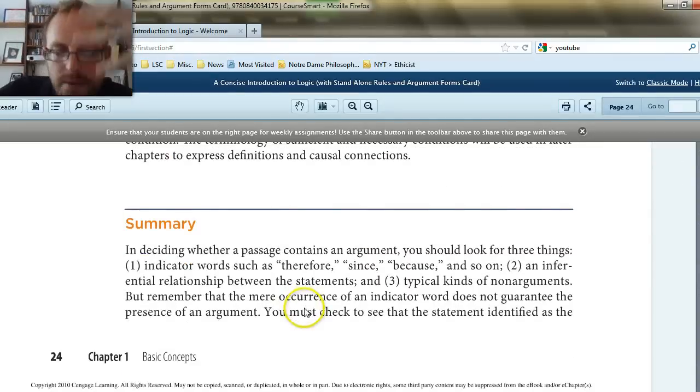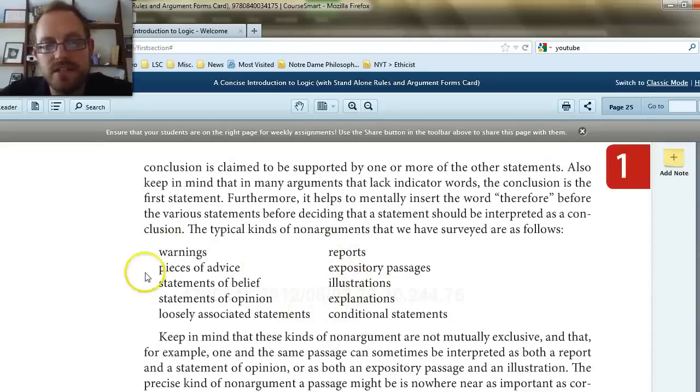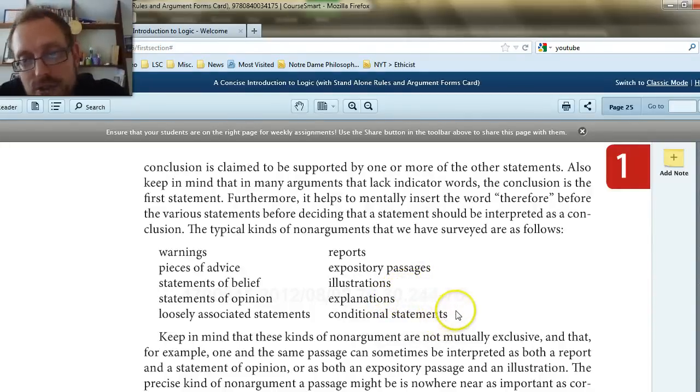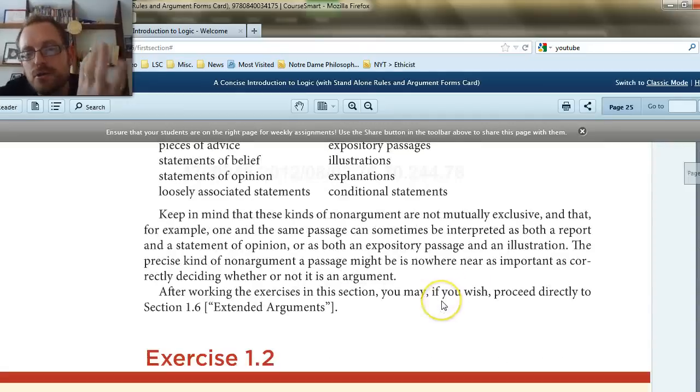Now, since we're talking about recognizing arguments, I want you to keep all of this in mind: that you can have warnings, advice, beliefs, opinions, associated statements, reports, expository passages, illustrations, explanations, and conditional statements. And we've talked a little bit about the fundamental elements of explanations. They both have an explanandum as well as an explanans. And conditional statements have antecedents as well as consequents. And then also, it's sort of really separate and it confuses a lot of people, and I hope I haven't confused you, but we also make the distinction between sufficient and necessary conditions as well. And as you go through this, it will start to make sense.